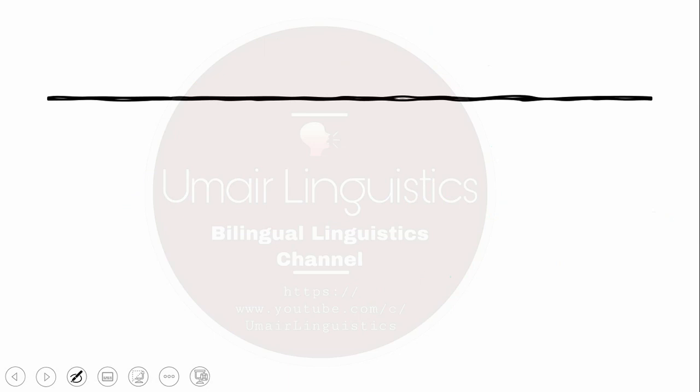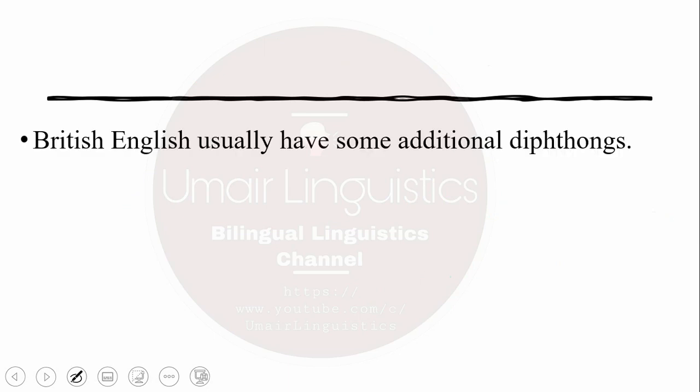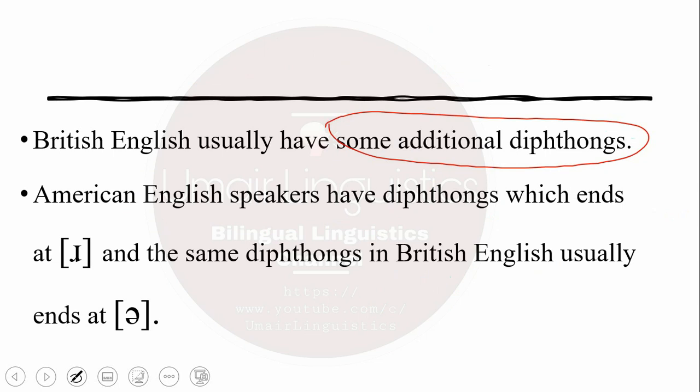Then, as we have seen in the table, let me show you again that British English usually has some additional diphthongs which are not used in American English. Where British English speakers use the schwa sound at the end of a diphthong, or as the second element of a diphthong, American speakers pronounce R instead of the schwa sound. So let me show you the table once again.